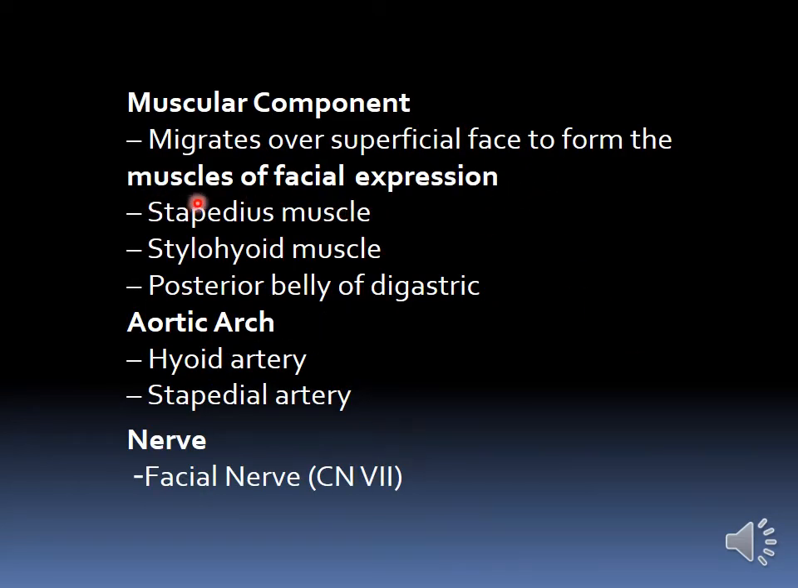The muscles are the muscles of facial expression. They are regarded as the muscles of the second pharyngeal arch. Other structures are the stapedius muscle, stylohyoid muscle, and the posterior belly of digastric, since the anterior belly is derived from the first pharyngeal arch, whereas the posterior belly of digastric is from the second pharyngeal arch. The hyoid and stapedial arteries supply the structures derived from the second pharyngeal arch. The facial nerve is the nerve of the structures derived from the second pharyngeal arch.